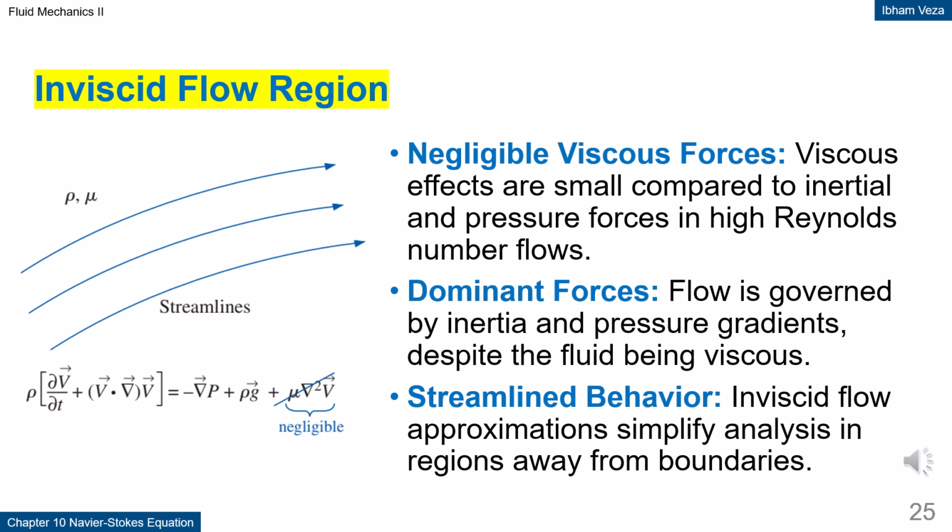Inviscid flow region. At high Reynolds numbers, the effective viscosity becomes very small compared to inertia and pressure gradient forces. In such regions, the flow can be treated as inviscid, even though the fluid is actually viscous. This approach is very useful for analyzing flows far away from walls. By neglecting viscous terms, the equations become much simpler. However, this approximation is not valid near solid surfaces.